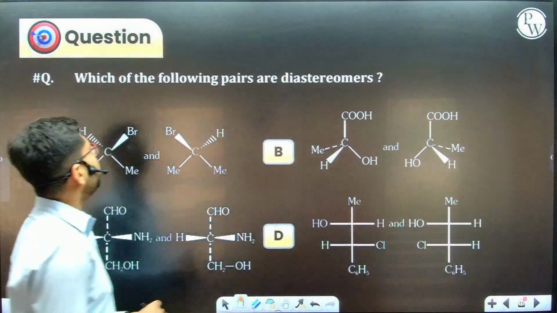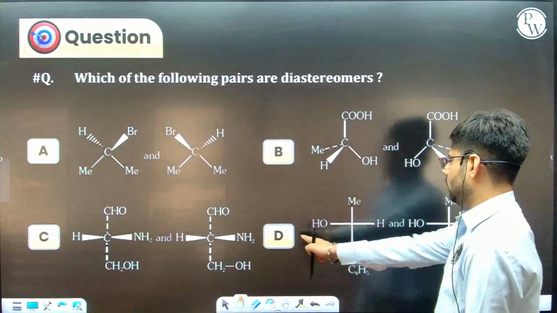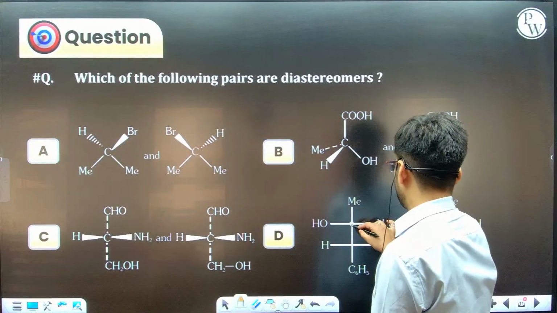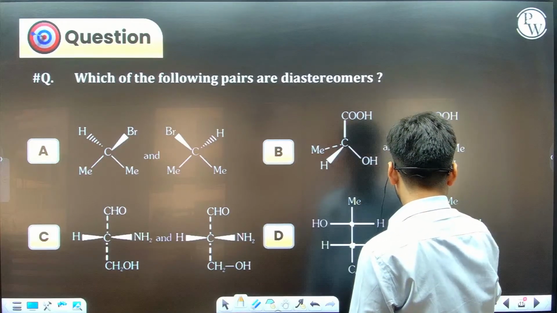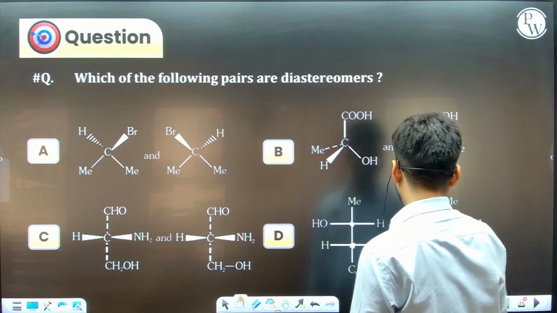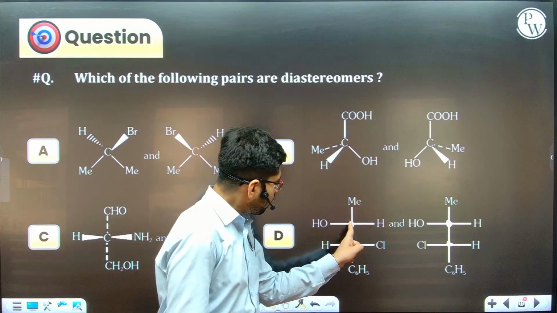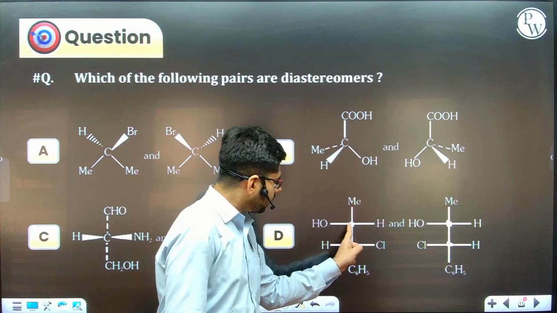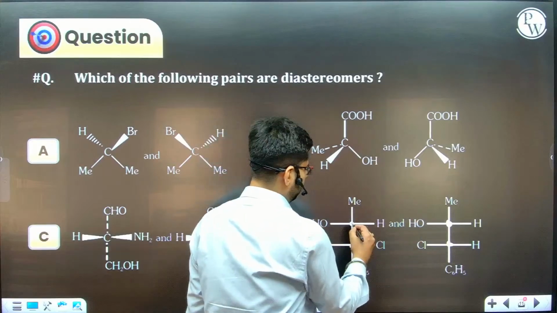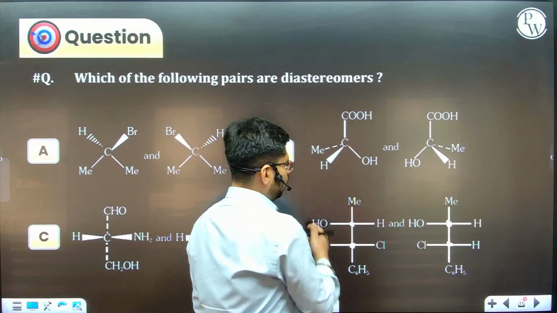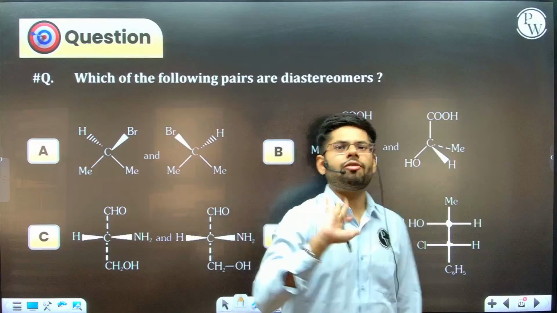Okay, interesting. Which of the following pairs are diastereomers? Look at the fourth option, D option. This is one chiral carbon, this is the other chiral carbon. So we can say there are two chiral carbon atoms in this Fischer projection, right? Now, around the carbon which has Me attached to it, no swap has been done. Compare this and this: OH is on the left hand side, OH still is on the left hand side, H is on the right hand side, H is on the right hand side. So there has been no swap between H and OH.